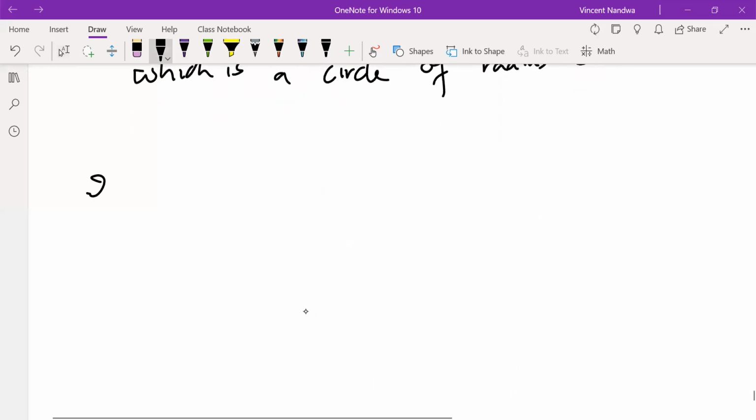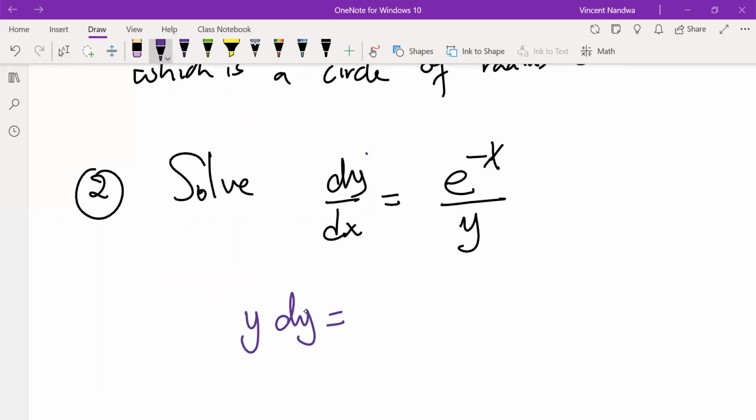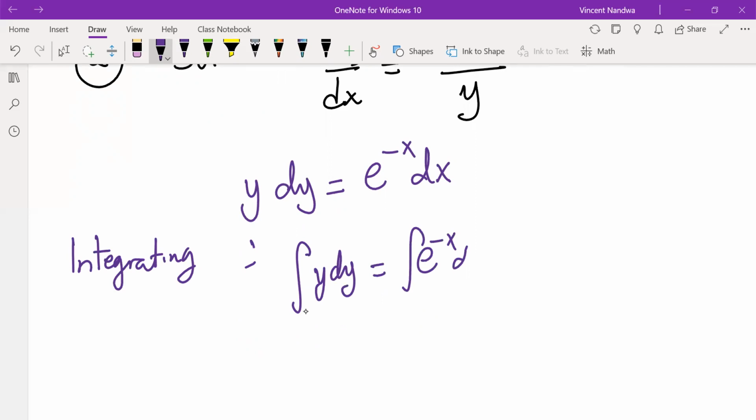Next question, number 2. Solve dy/dx equals e raised to the power minus x divided by y. Now what we do here, we cross multiply. So we'll have y dy equals e raised to the power minus x dx. Then integrate. We'll have the integral of y dy equals the integral of e raised to the power negative x dx.